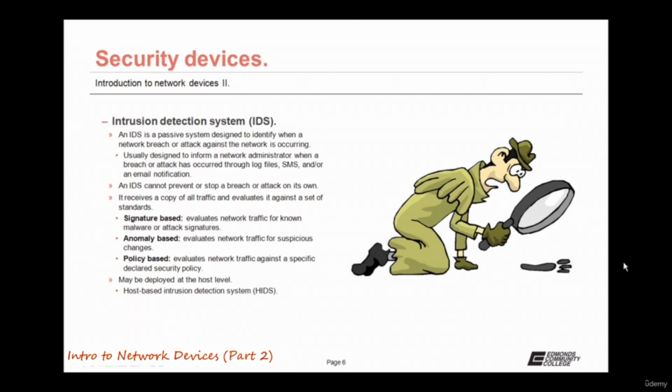The standards that it uses may be signature-based. This is when it evaluates network traffic for known malware or attack signatures. Or the standard may be anomaly-based. This is where it evaluates network traffic for suspicious changes. Or it may be policy-based. This is where it evaluates network traffic against a specific declared security policy. An IDS may be deployed at the host level. When it's deployed at the host level, it's called a host-based intrusion detection system, or HIDS.